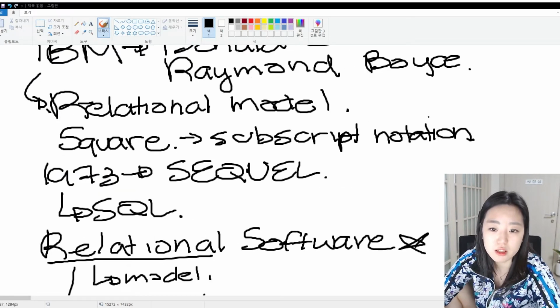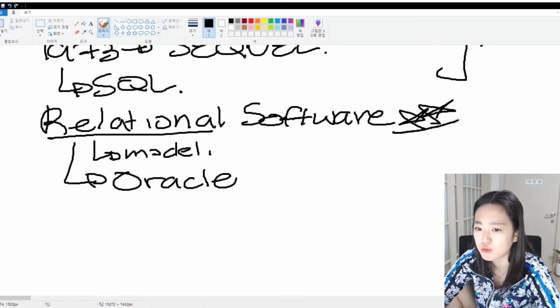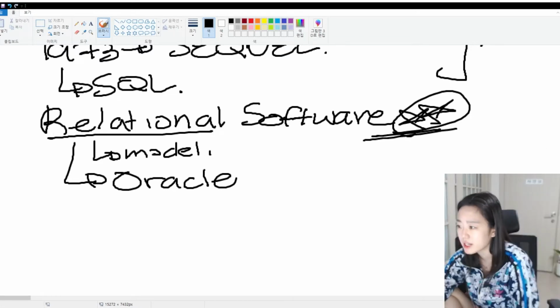So not only did they have a big contribution, I think Oracle also had a big contribution in making this language more standardized, right?